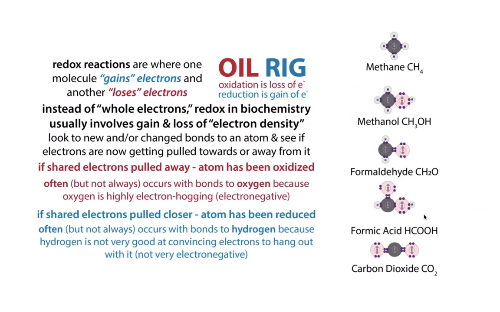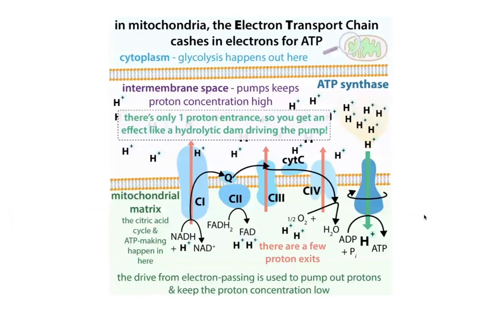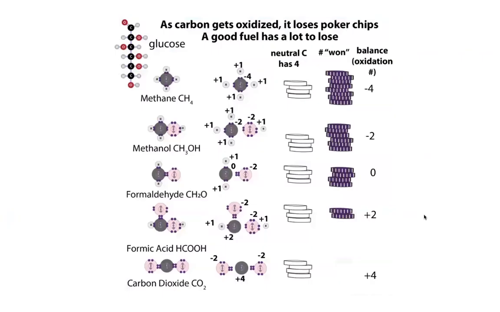As we oxidize these molecules, those electrons get transferred to electron carriers, like our NAD plus and our FADH. These carriers take those electrons to the mitochondria and use them in the electron transport chain to cash them in for ATP. Now, if we start with something that is fully reduced, like a pure hydrocarbon, that's going to be our best source of fuel because there are the most electrons that we can steal from it.